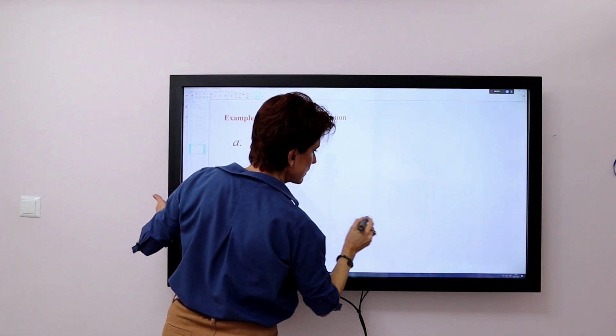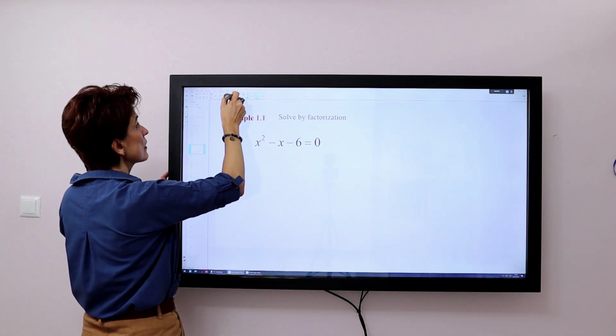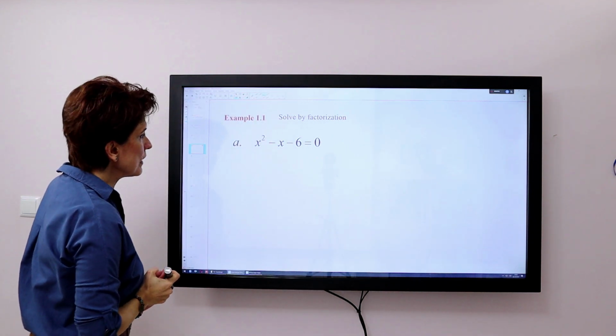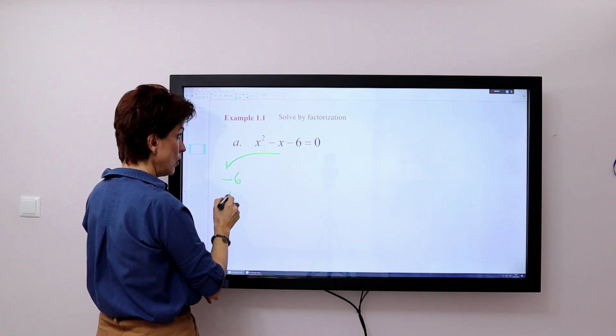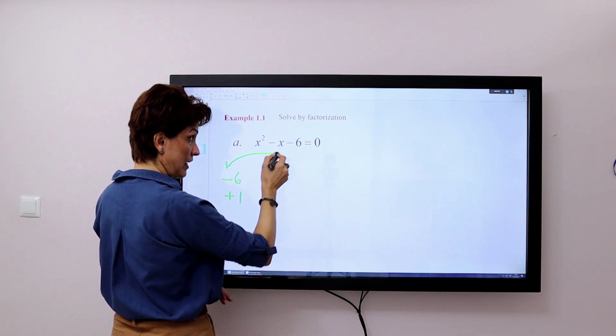Do you agree with me? Here, my board is a little sensitive. Here. What could be? What could be? -6, +1, the product has to be -6.